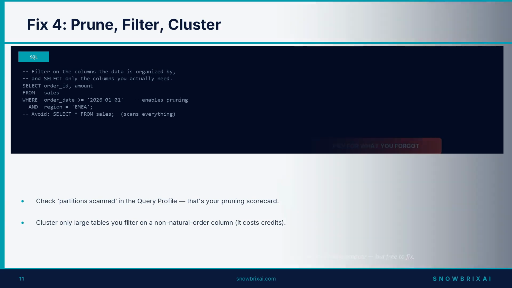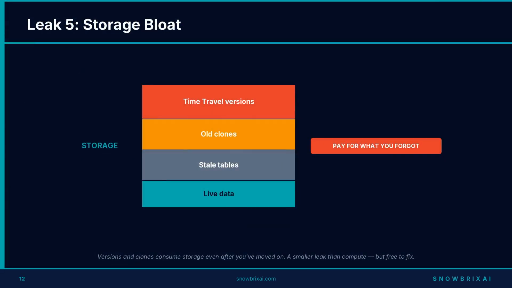Now the last leak. Here is the quiet one. Storage bloat: long time travel retention set everywhere, abandoned clones, forgotten big tables. Every version and every clone consumes storage even after you have moved on. You are paying for what you forgot.